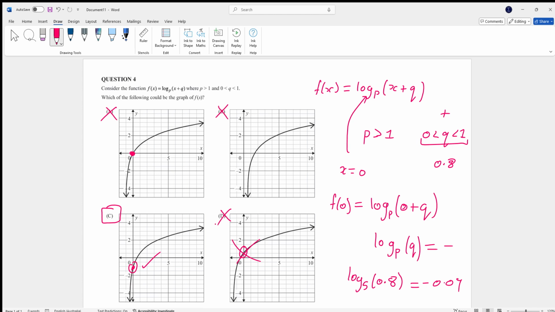I would say this is a pretty hard question, but definitely easy if you know log graphing very well.